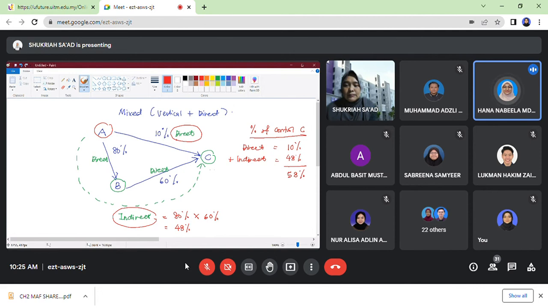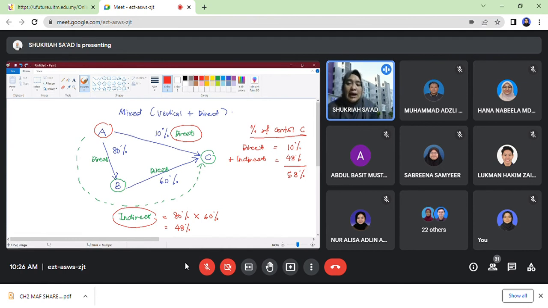Sebab dia more than 50%. And also dia ada default by definition tu. Ya, jawapan you yang kedua tu betul. You tak kata more than 50%. You cannot based on this figure ya kelas. This figure doesn't reflect how you decide whether C is a subsidiary to A or not. Because dia ada element indirect. Dia direct sahaja, okay? Indirect dia tak.